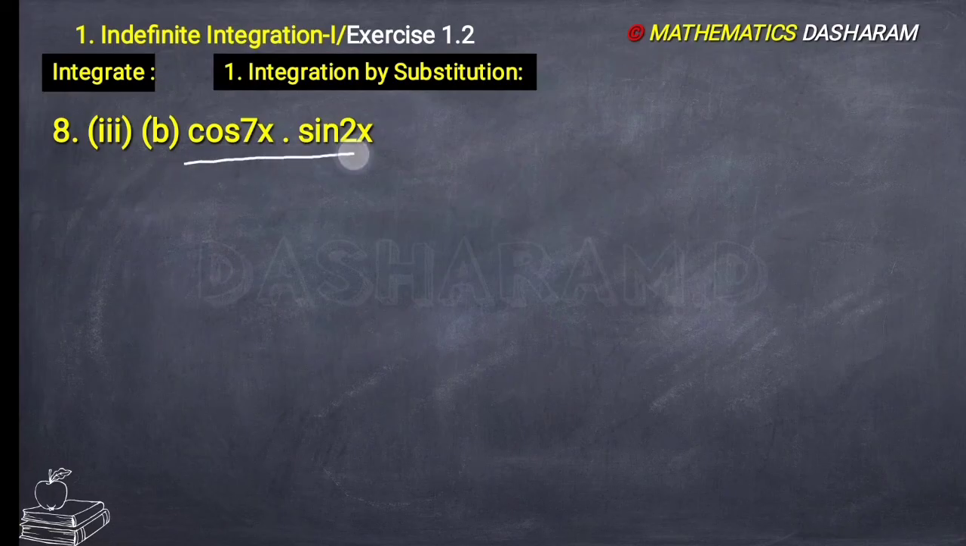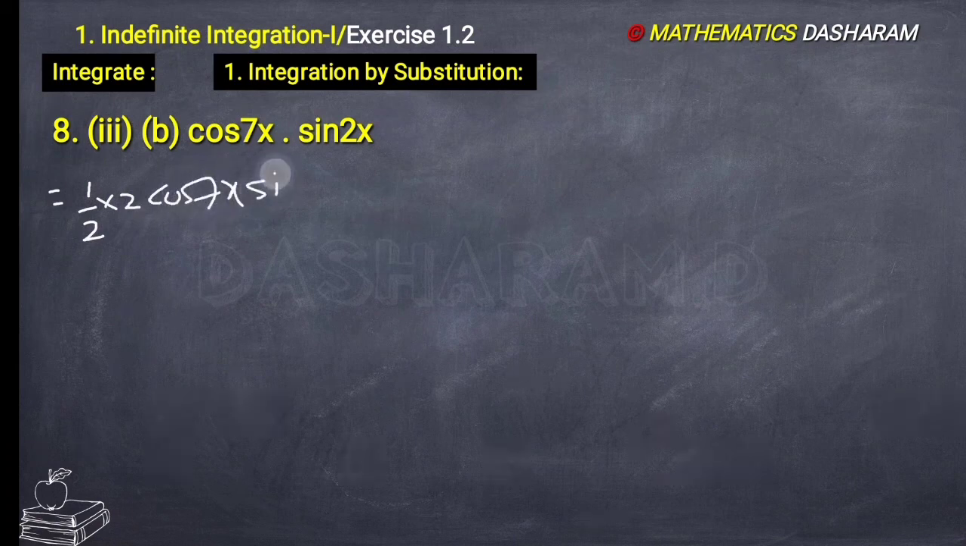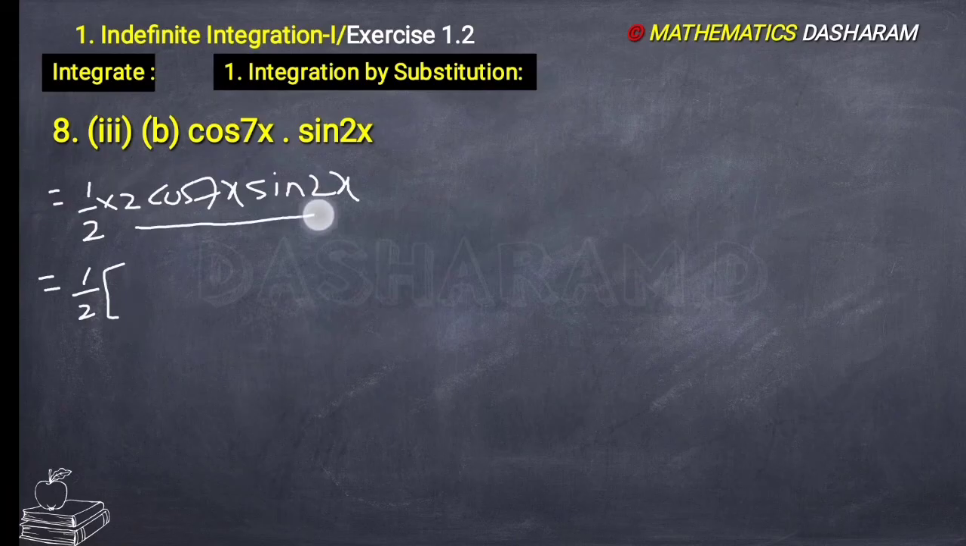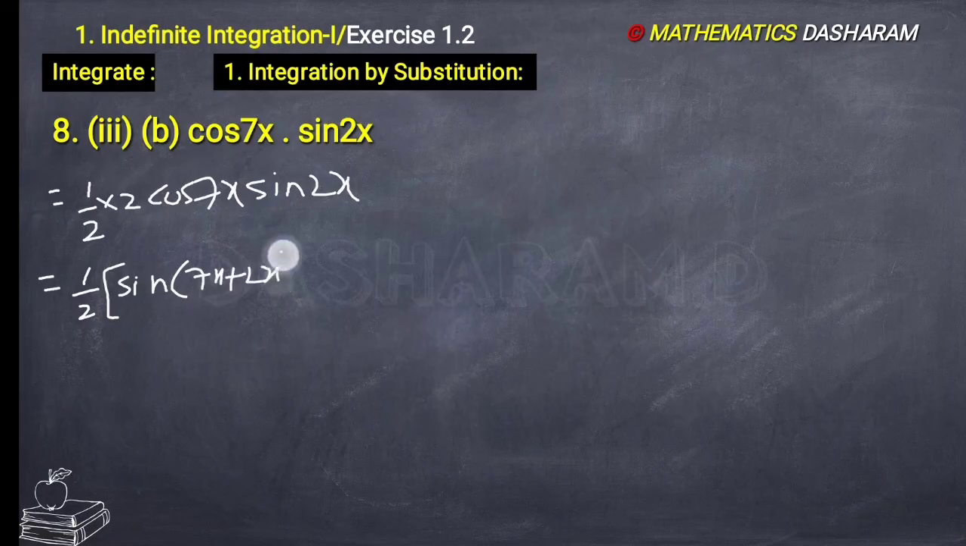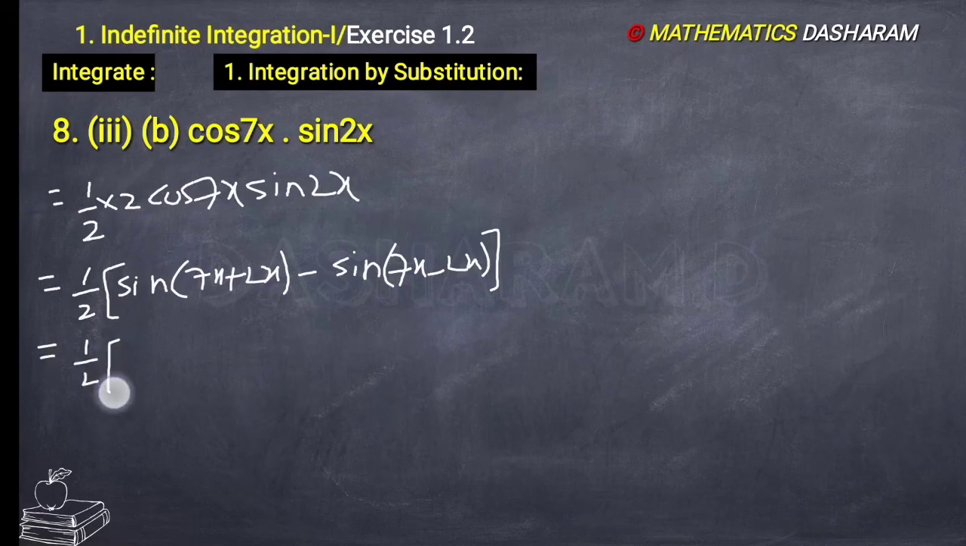B question, cos 7x into sin 2x, multiply and divide with 2. Cos 7x into sin 2x is equal to 1 by 2 into, here 2 cos A sin B formula, sin A plus B minus sin A minus B. So sin 7x plus 2x minus sin 7x minus 2x is equal to 1 by 2 bracket of sin 7x plus 2x, 9x, sin 7x minus 2x is 5x.